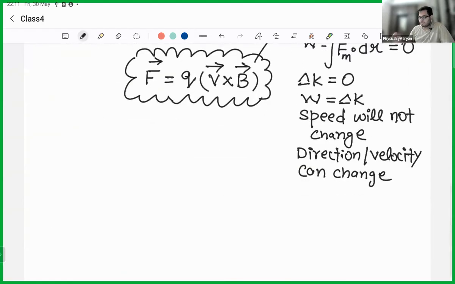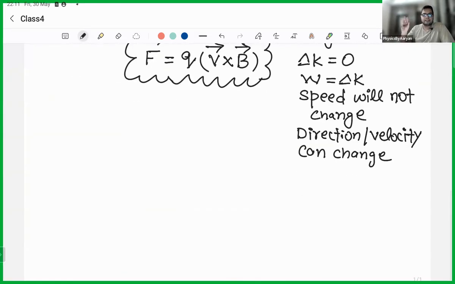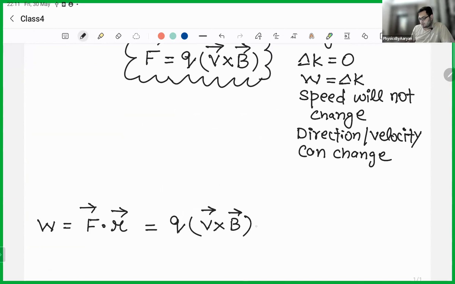Okay, so now let's have a very quick proof of this, like why this is happening. What is the reason for that? You know work done is given by force into displacement. Now force is given by q v cross B, dot r. Now v cross B dot r, this is the situation that you have.